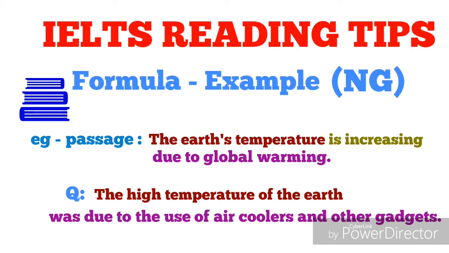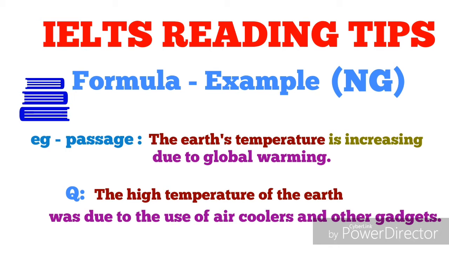Now, let's take an example. If this statement is given in the question paper, that is, the Earth's temperature is increasing due to global warming, and the question which is asked, whether it is true, false, not given, is: the high temperature of the Earth was due to the use of air coolers and other gadgets. How will one find whether it is true, false, or not given using this formula?